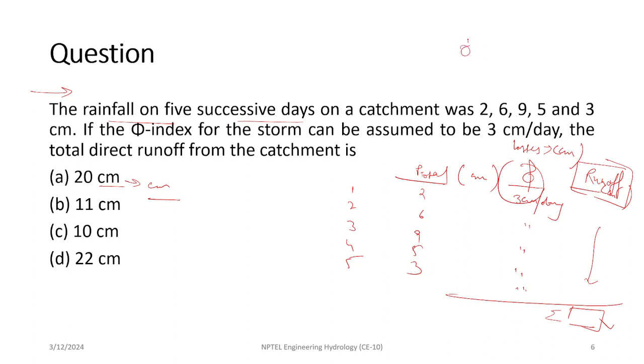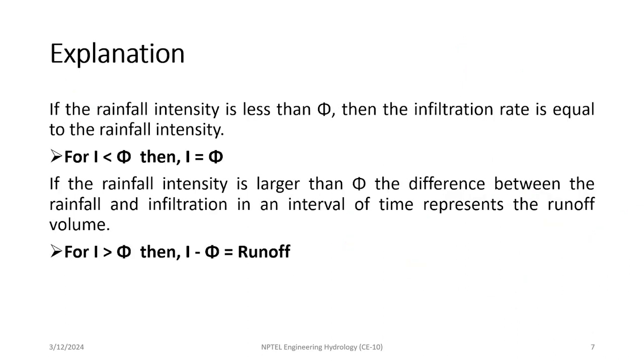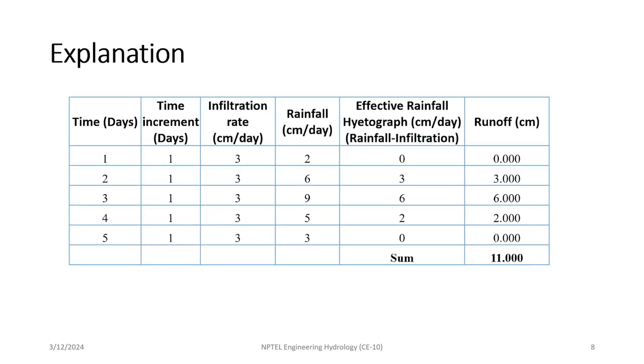So how can you get that? Phi will be multiplied by the individual day. Day is the unit here, so I guess there is no need to change to hours. For each case there is only one day, and phi should be constant in all the cases. You can see here in this table the time increment, and then the infiltration rate is given. The infiltration rate is constant for all the cases.